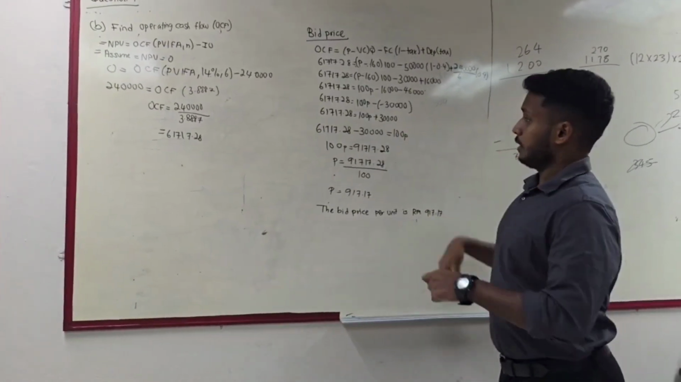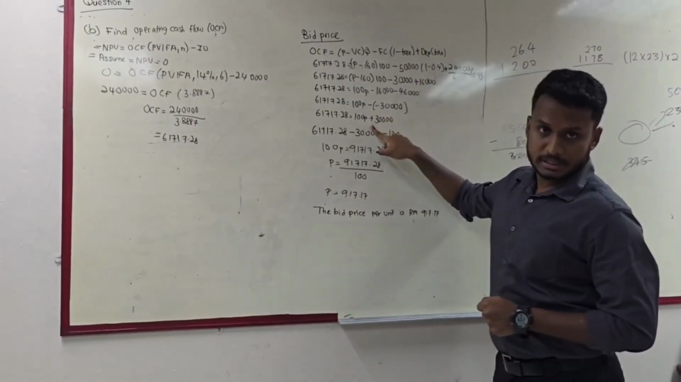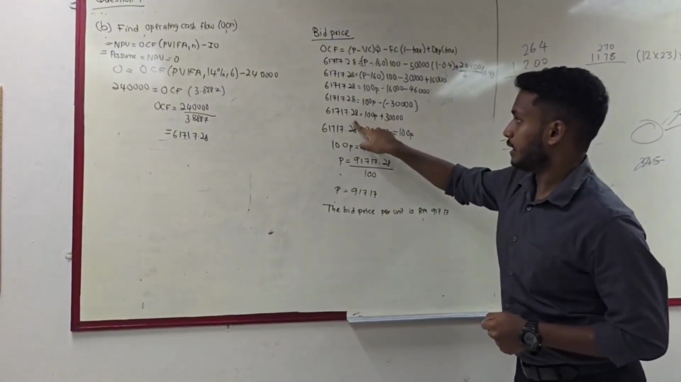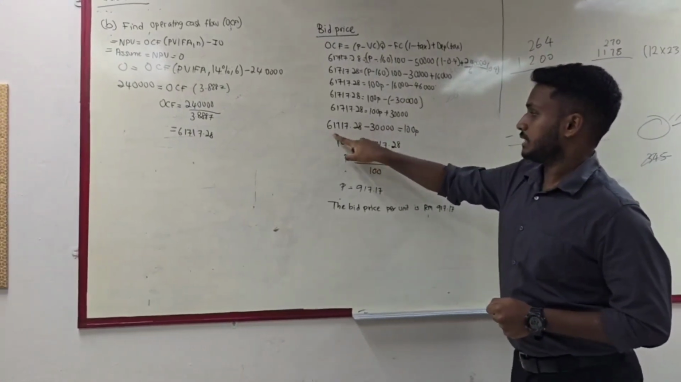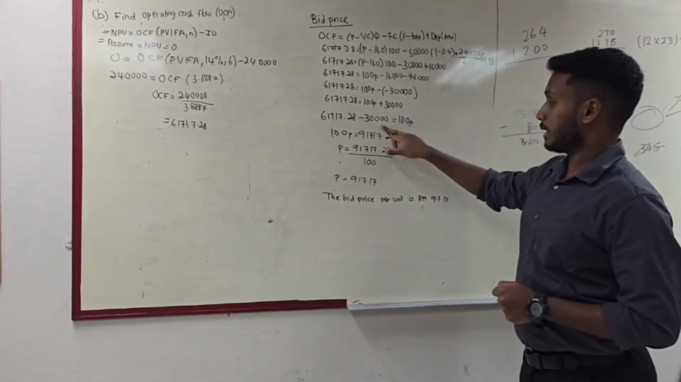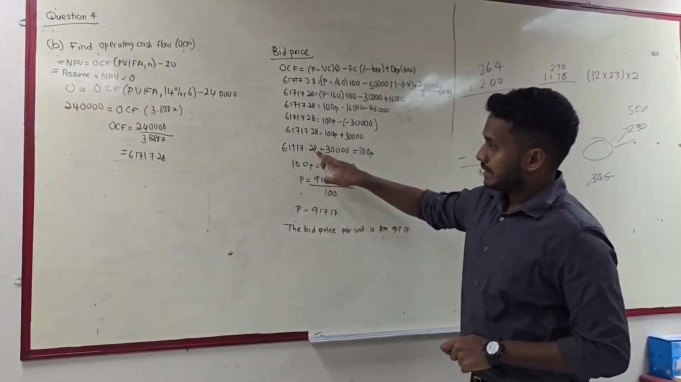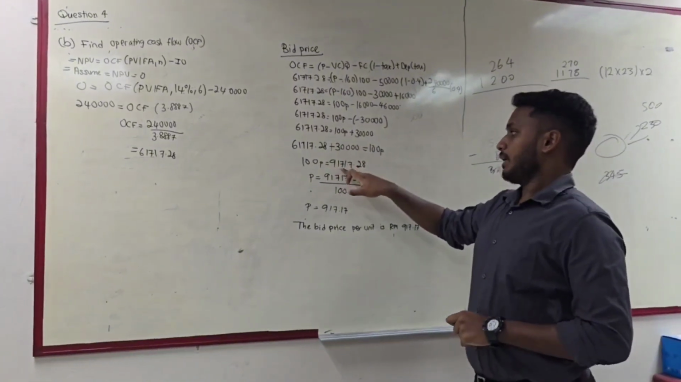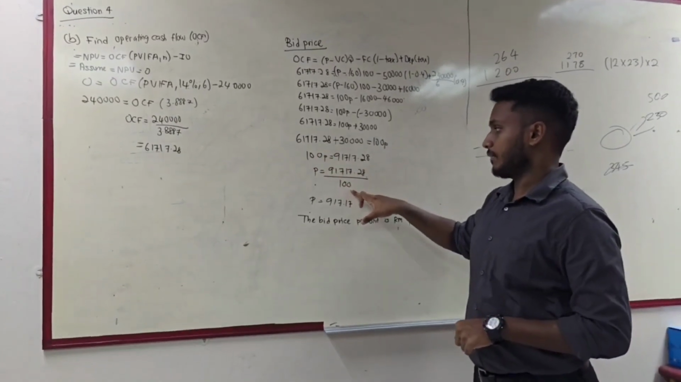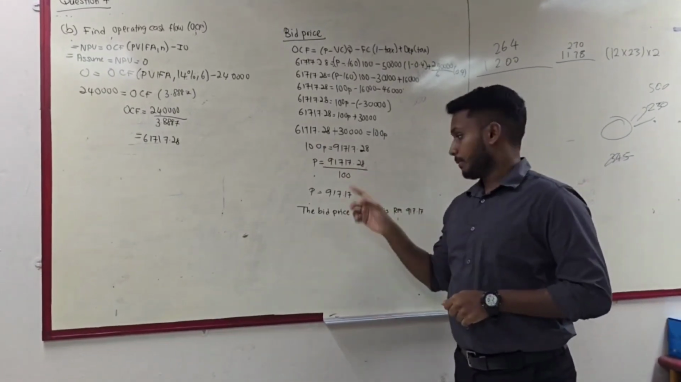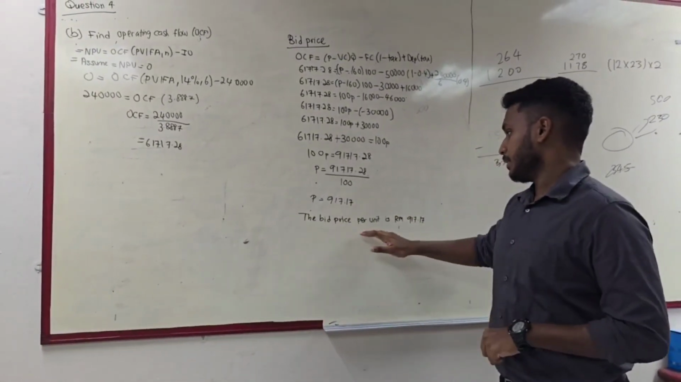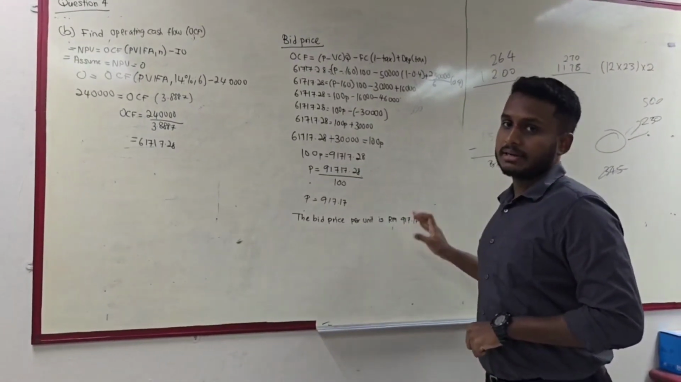So when the negative is equal to positive, after this we have to bring it in front, so it will become negative. So 61717.28 minus 30,000. When we add this, we will get 91717.28. Okay, so we have to bring this here so we can divide. When we divide 91717.28 by 100, we will get 917.17. So the bid price per unit is RM917.17.